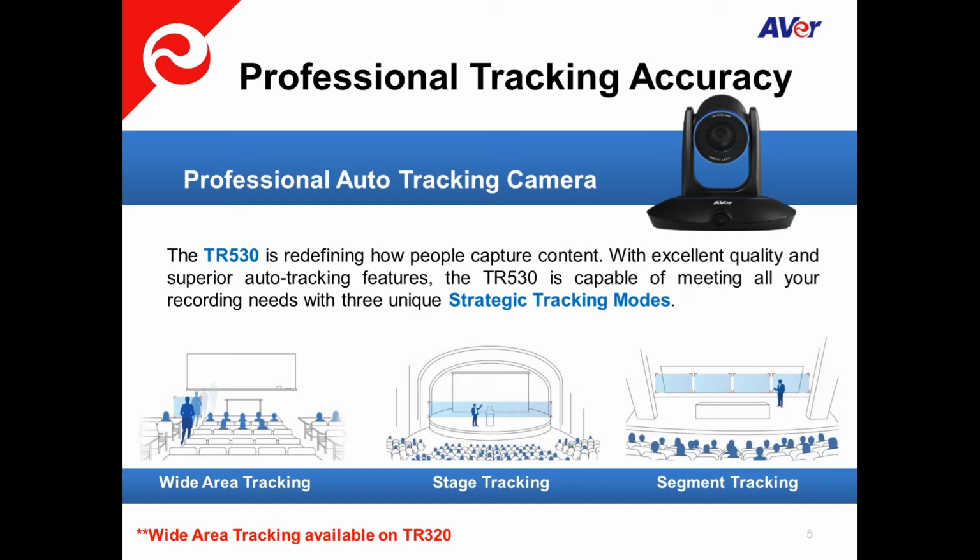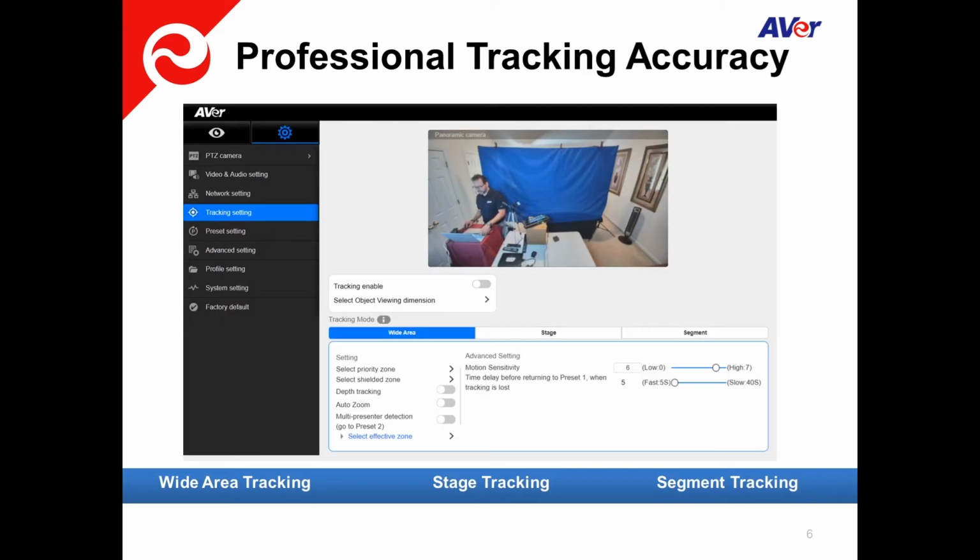This is where the content is more important than the person walking back and forth. You can segment anywhere from 2 to 3 to 4 different areas. So when the presenter is moving from one area to the next, that motion is detected and the camera will automatically move to that preset with the preset of a pan, tilt, or zoom. So again, the TR530 does offer wide area, stage, and segment tracking. The TR320 only offers wide area tracking.